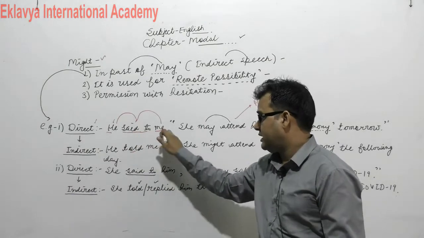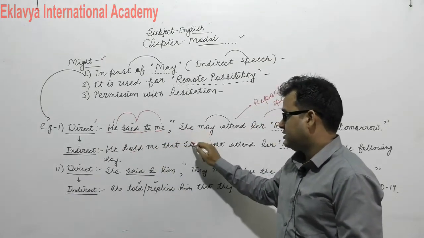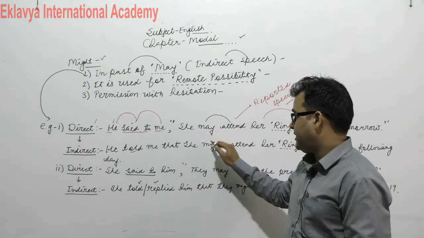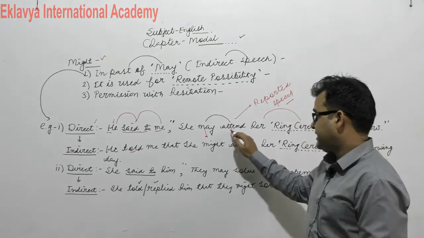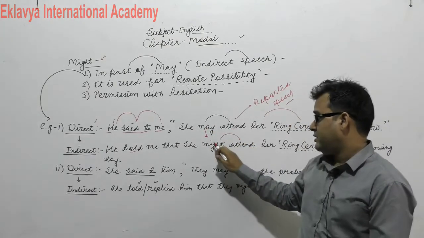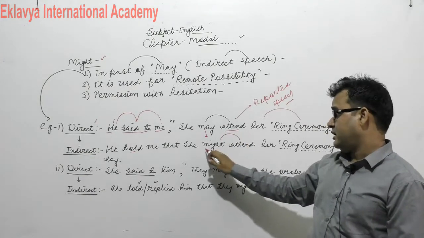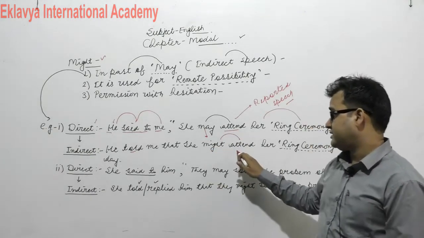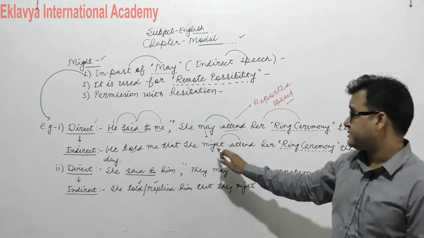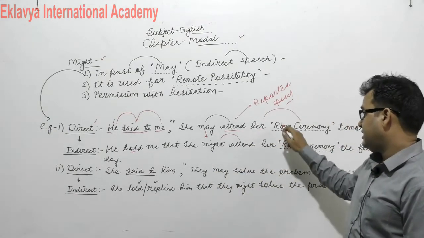He told me, conjunction that, third person will not change. She, may we have changed here to might, attend, first person, first form will remain, because the model always proceeds with the first form. Here is the first form, because the model always proceeds with the first form in an active sentence. This example is of an active sentence. Might attend her ring ceremony.